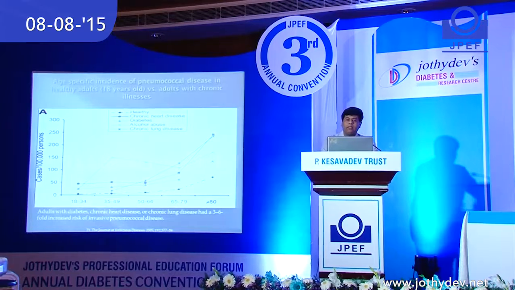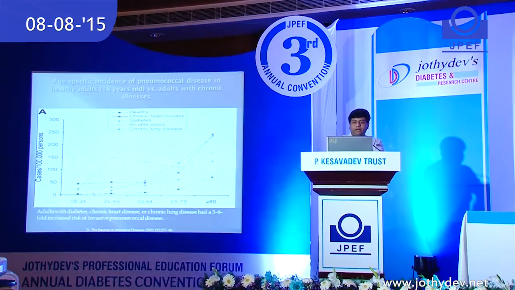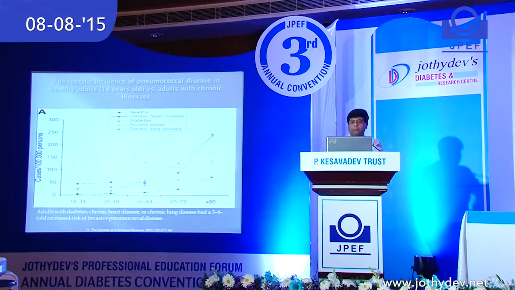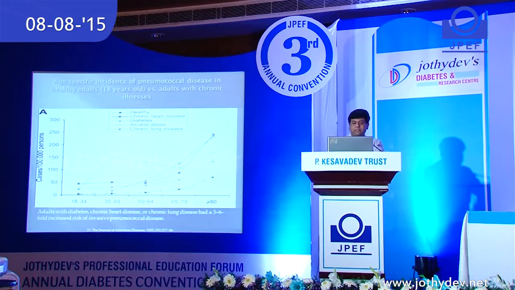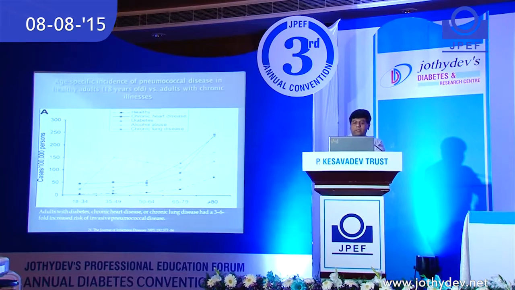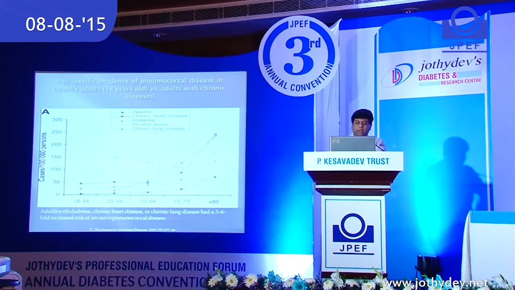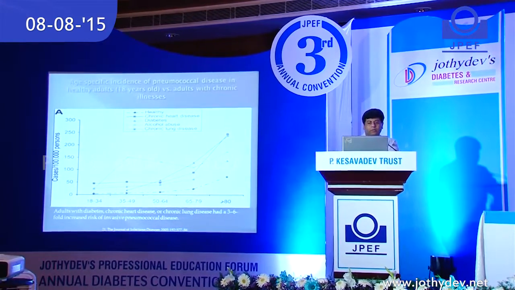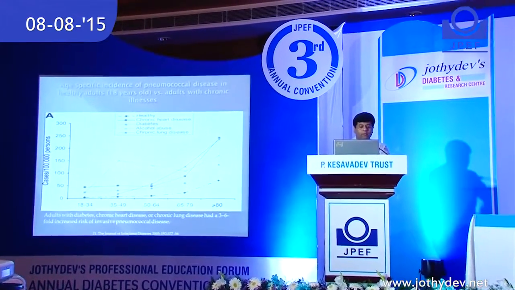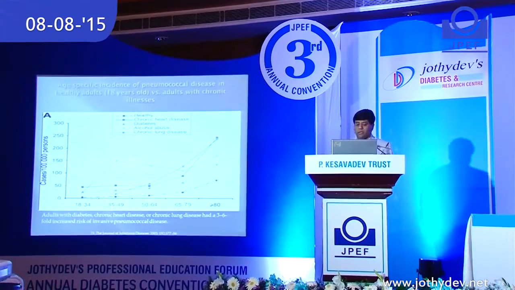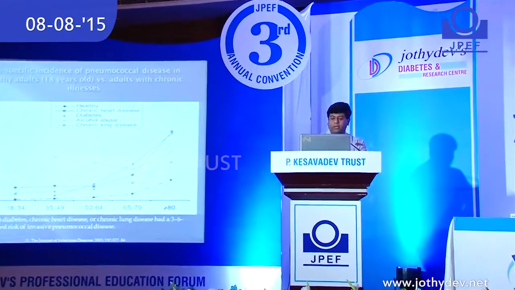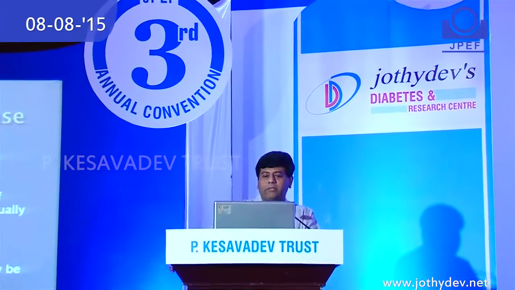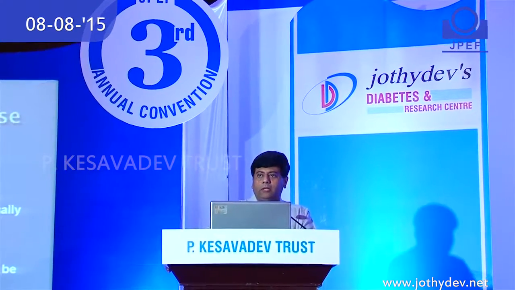It has been seen when compared with the age-specific incidence of pneumococcal disease in healthy individuals, with people carrying chronic illnesses like chronic heart disease, diabetes, alcoholism, and chronic lung disease, that adults carrying diabetes, chronic heart disease, or chronic lung disease had a 3 to 6-fold increased risk of invasive pneumococcal disease. So IPD, invasive pneumococcal disease, is one of the major clinical syndromes of pneumococcal disease.